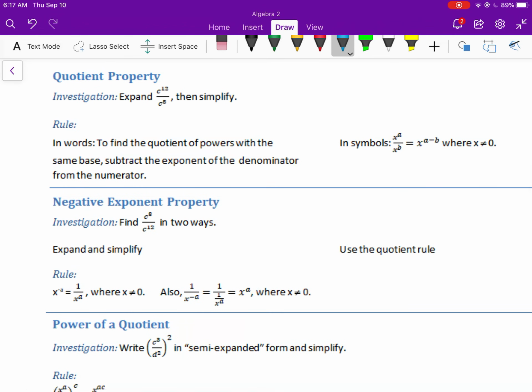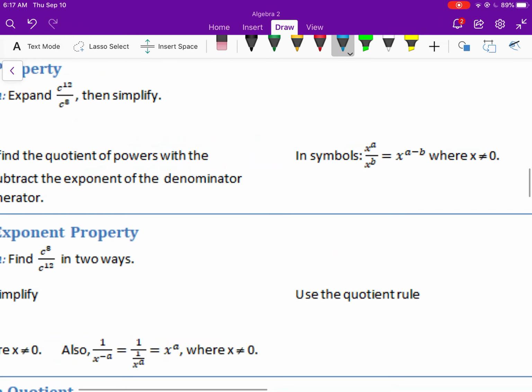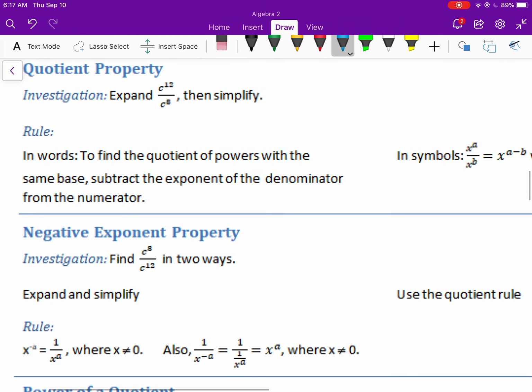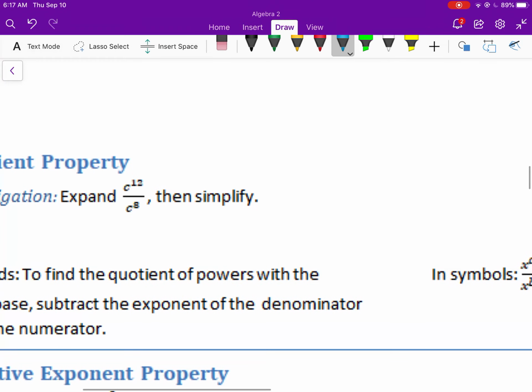Let's go ahead and look at the quotient property. This says expand c to the 12th over c to the 8th, then simplify. I chose a large number, so I have to write 12 c's here. 1, 2, 3. Divided by c to the 8th. So I put those in expanded form.